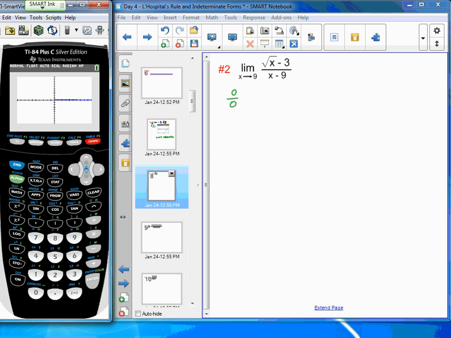And for this one, if I trace 9 and enter, no y value is attained. So I'm going to go instead to my table. In my table, I've got Ask. So I'm going to choose values that are very close to, but not equal to, 9 on both sides. So everybody, let's choose some values like 8.9, 8.99, 8.999, 9, 9.001, 9.01.